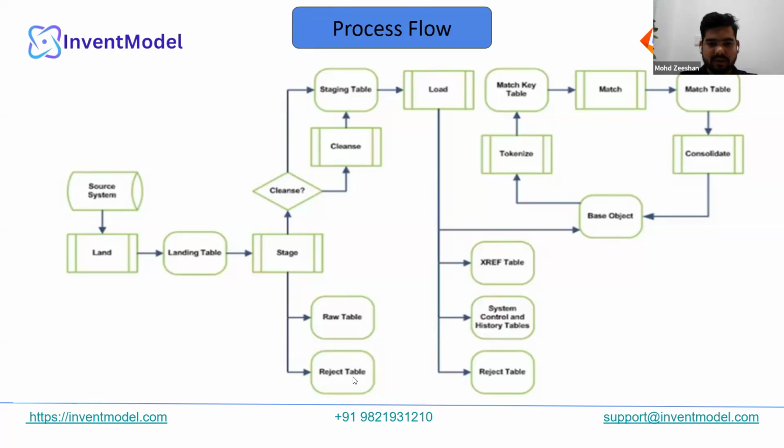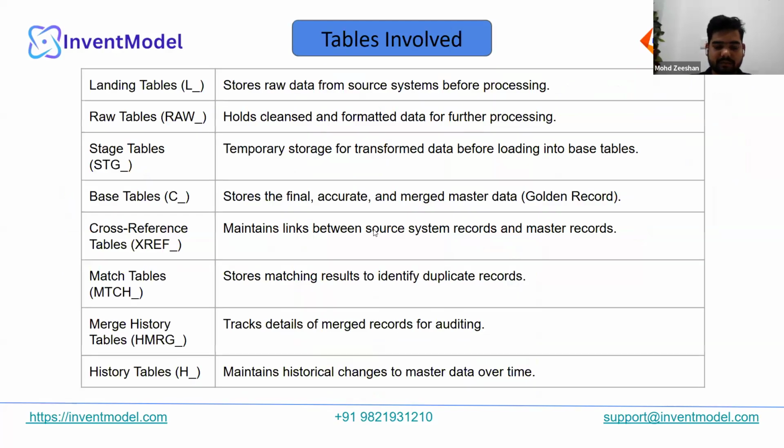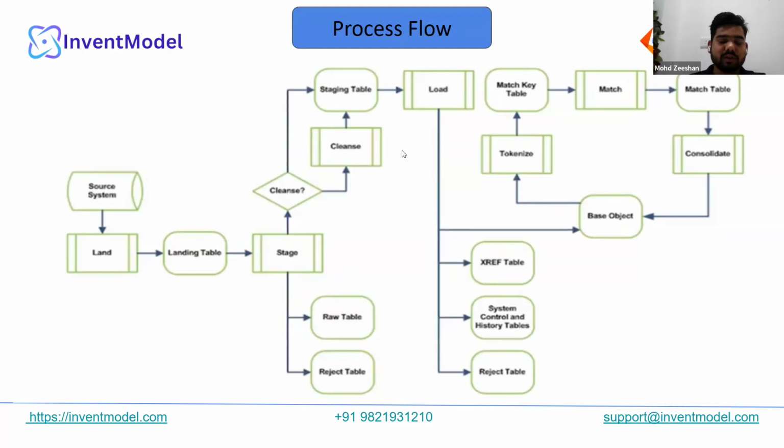These are the tables: raw tables, reject tables, staging tables. Suppose we are performing the stage operation, then raw tables and reject tables will be created. And if you are performing the load process, then the XREF table, system control tables, ST tables and reject table will be created, and then the data will go to the base object. So that is the flow of how the process works in the MDM.